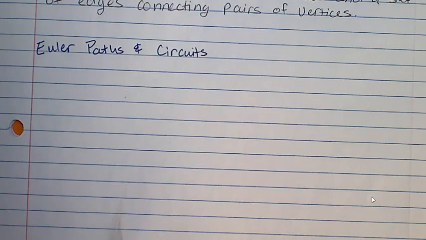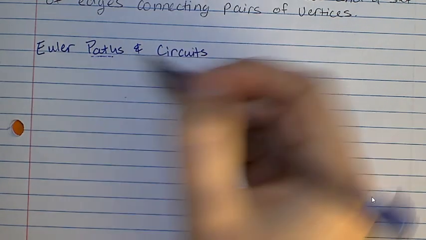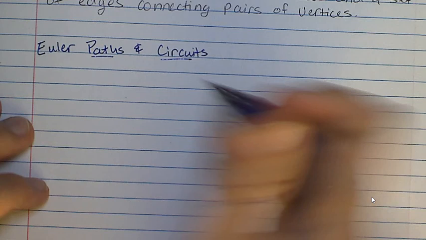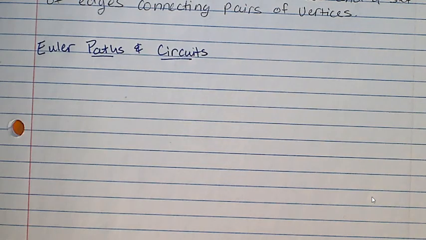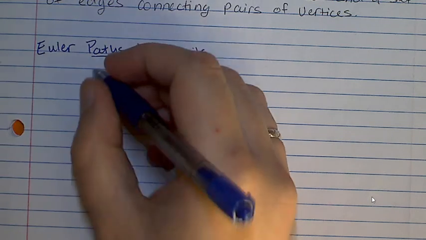Euler paths and circuits. So let's talk about paths first, and then we'll talk about circuits. So we're going to start pretty simple with these here. I'm bad at coming up with these off the top of my head, so I'm going to use the book as an example.